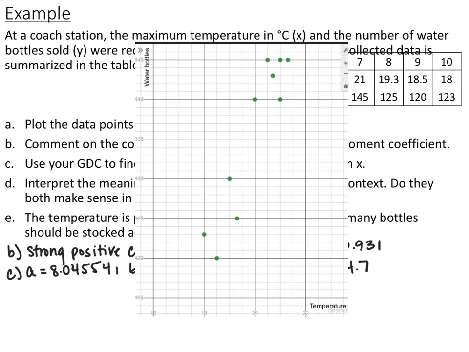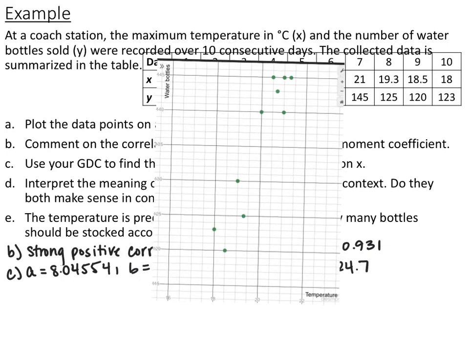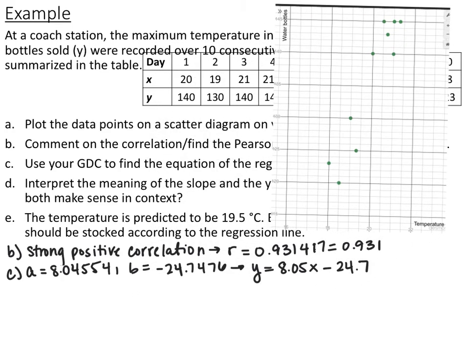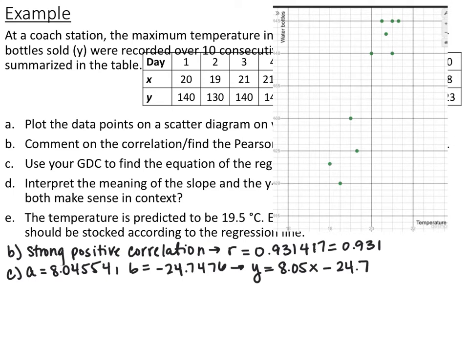So I used Desmos to do my scatter diagram. So here's our scatter plot. X is temperature, y is water bottles. And it has a pretty strong positive correlation. So I would say for part B, strong positive correlation qualitatively. Quantitatively, if you actually calculate the R value, it is 0.931. So definitely a very strong positive correlation.